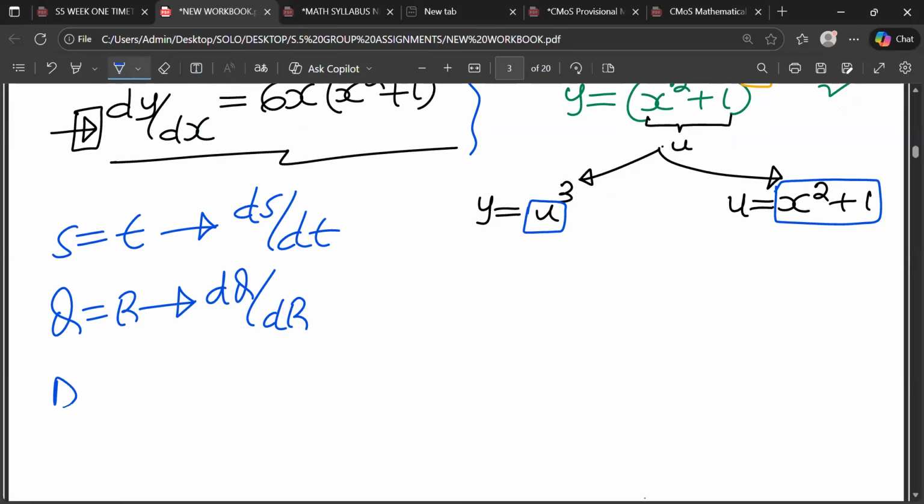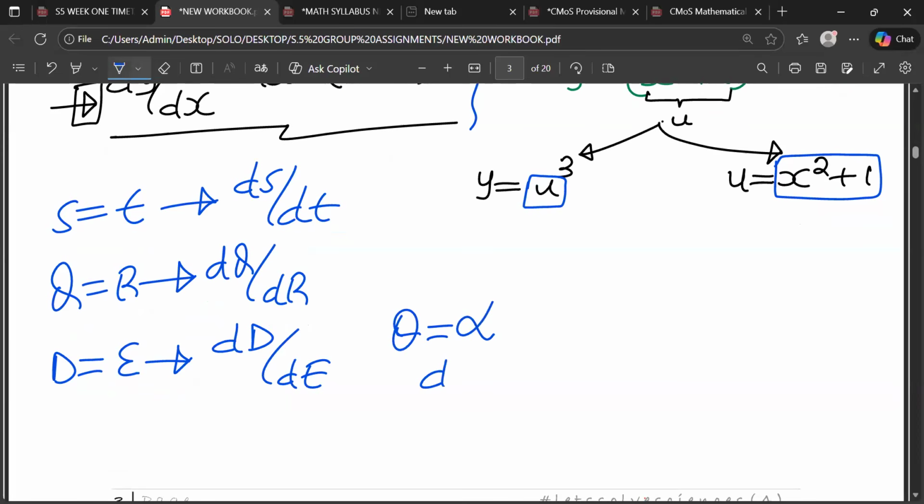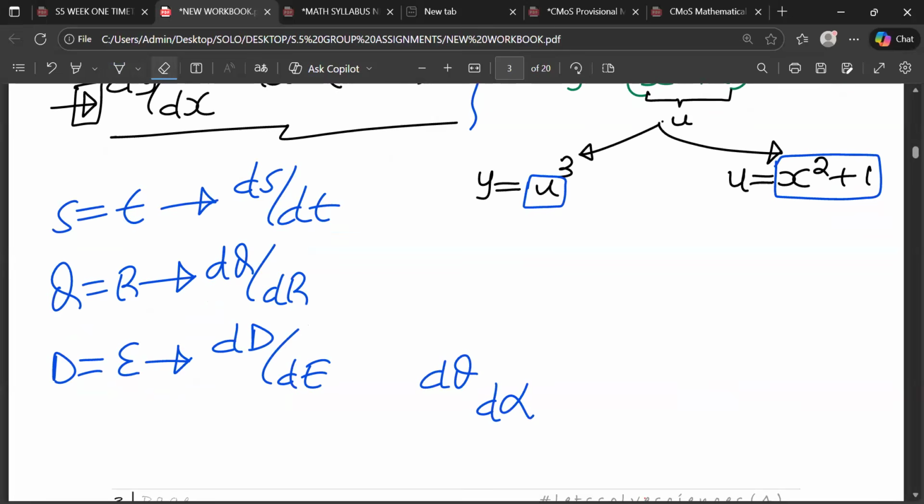Then if you have D in terms of E, then you can get dD dE. You get? When you have theta in terms of alpha, then what you can get is d theta d alpha. When you have beta in terms of omega, you can get d beta d omega. Like that. So when you split your question into 2, something is going to happen.